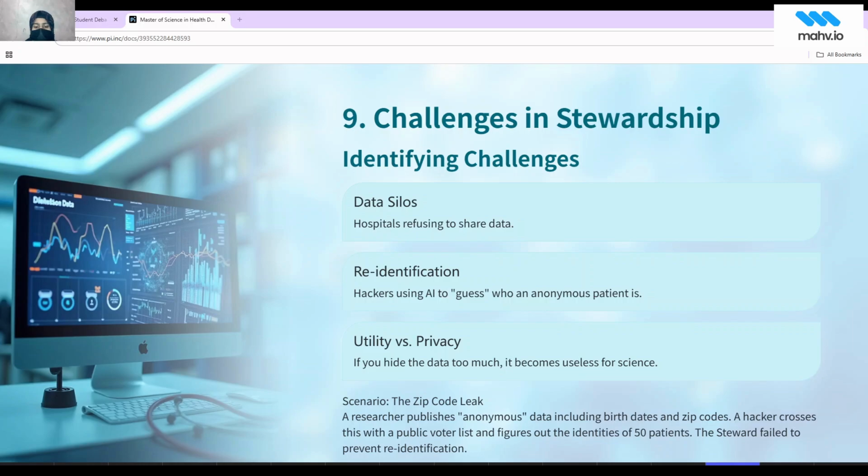A researcher publishes anonymous data including birth dates and zip codes. A hacker cross-references it with a public voter list and figures out the identities of 50 patients. The steward failed to prevent the re-identification.